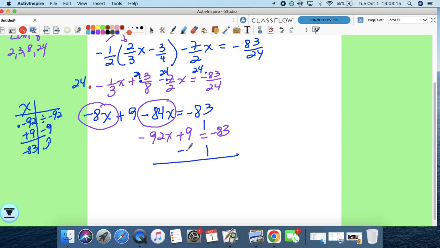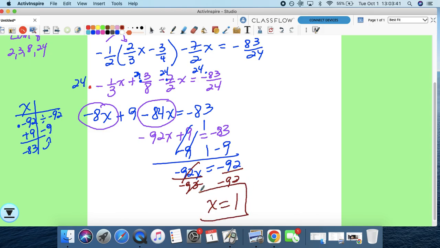Minus 9 on both sides. Minus 9, minus 9. Positive 9 minus 9 becomes 0. Negative 92x comes down, and over here I get negative 92. Now divide by negative 92 on both sides. A negative divided by a negative is positive, and 92 divided by 92 is 1, so 1x, or just x. And on this side it is 1 as well. So x equals 1. Beautiful.